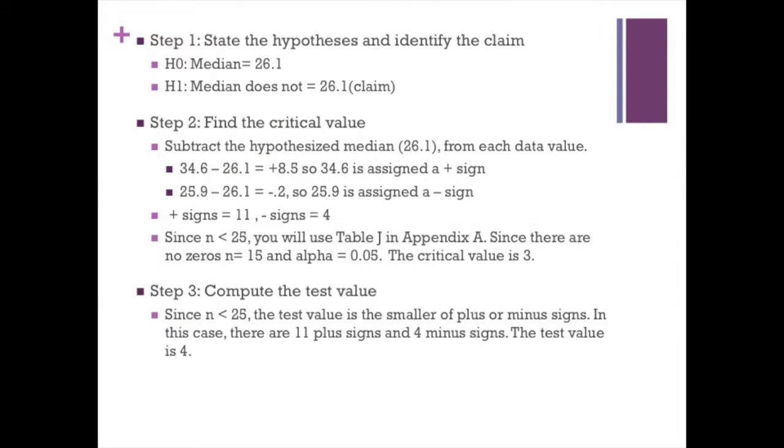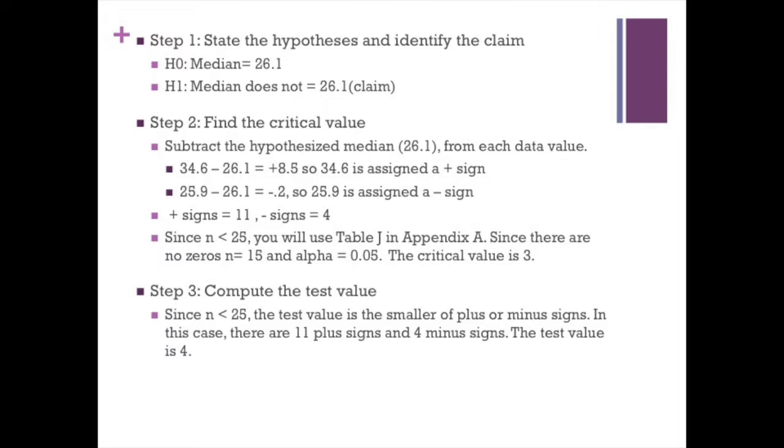The first step in the procedure table was to state the hypothesis and identify the claim. Since we are trying to discover if the median age is not 26.1 years, that will be our null hypothesis and also our claim. Step 2 is to find the critical value.